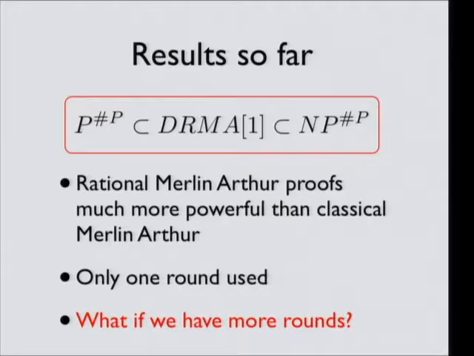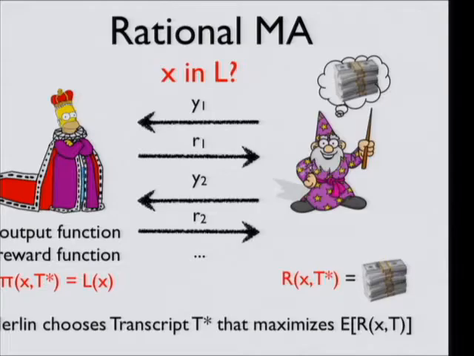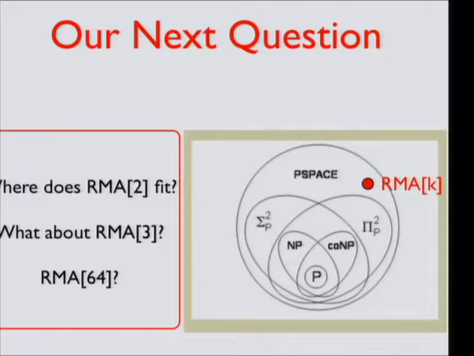So these are results so far for one-round proofs. If you see a D here, it means discrete, because we have in the paper proofs for languages and proofs for functions. So D is the formal notation for a proof for languages. And we show that unless terrible or wonderful things happen, the polynomial hierarchy collapses, we're really more powerful than classical Merlin-Arthur. But we only use one round.